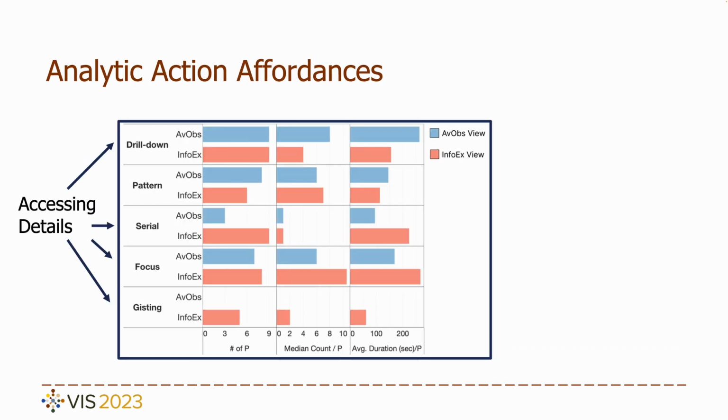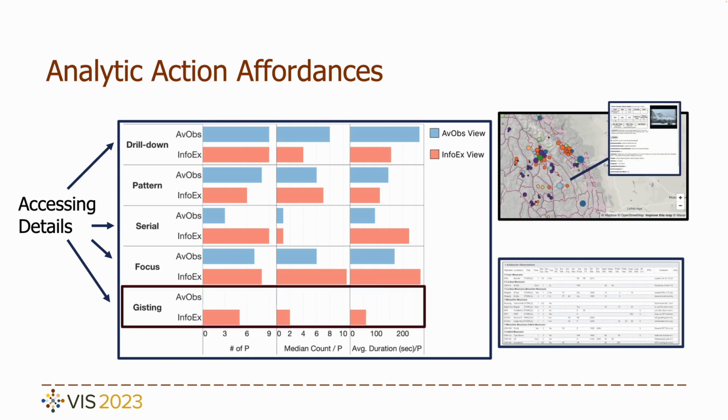And also, most of the analytic actions we have identified deal with ways of navigating to further details. Only one deals with high-level patterns. Critically, we only observe gisting in the InfoX condition. Perhaps this is because InfoX shows the information of interest, the details, at a glance, where AVOBs introduces additional overhead through tooltips.